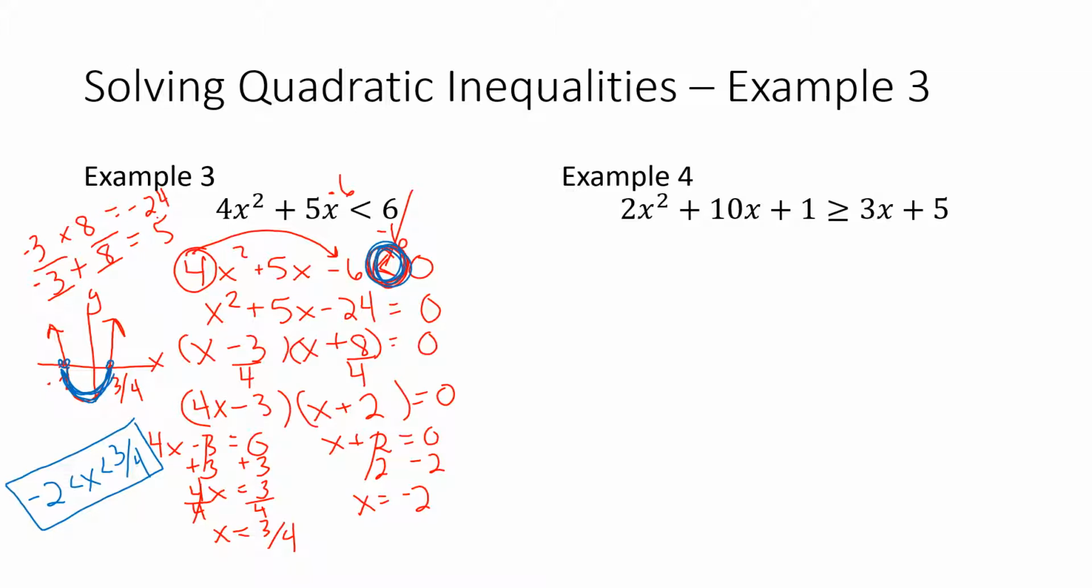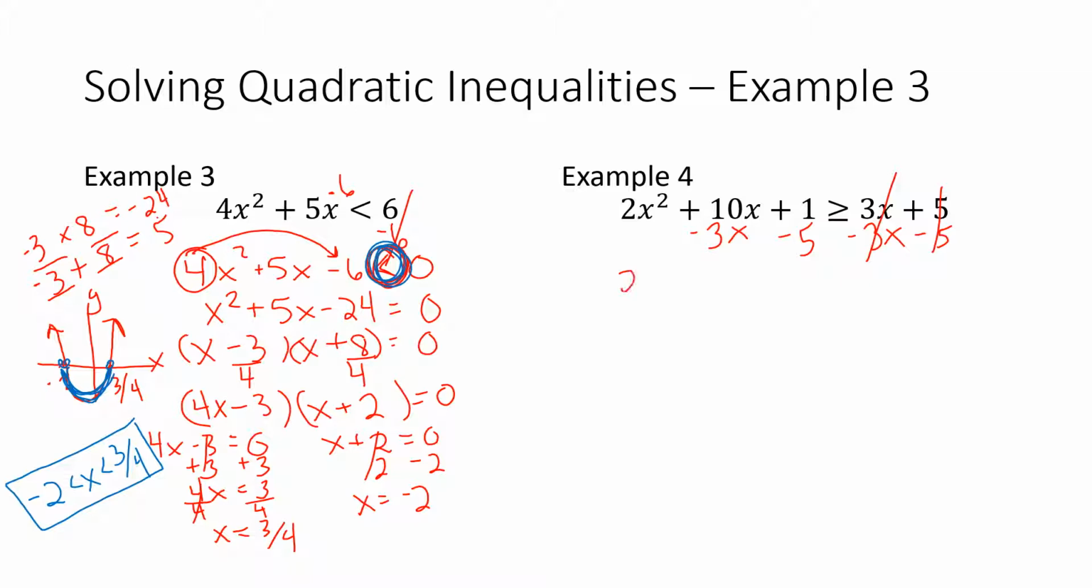Example here, example 4. We've got 2x squared plus 10x plus 1 is greater than or equal to 3x plus 5. Again, the first step to solving a quadratic equation is always to set the equation equal to 0. So I'm going to take everything on the right side of the inequality and move it over to the left side. Since this is a positive 3x, I'm going to subtract 3x on both sides, and I'm going to make sure I stack it under the 10x because those are like terms. I'm also going to take this positive 5 and subtract 5 on both sides, and I'm going to make sure that I stack it underneath the 1 because those are like terms.